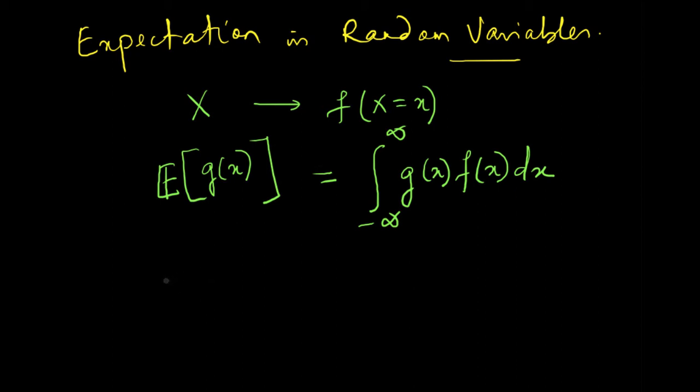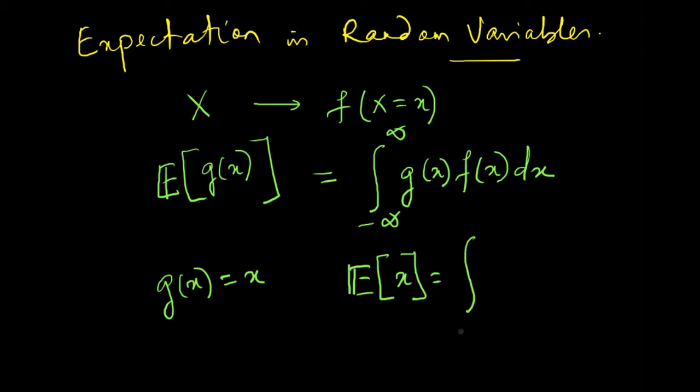So in the simplest case, let's say our g of x is just equal to x. So in that case, the expectation of x is simply the integral from minus infinity to infinity of x times f of x dx. And this particular expectation is denoted by mu and is the mean of this probability distribution function. So if you take a Gaussian distribution, then this mean is one of the parameters of the Gaussian distribution as we have seen in the previous video. So this is a simple idea of expectation.